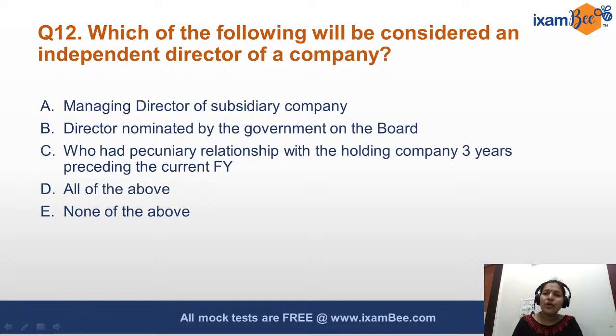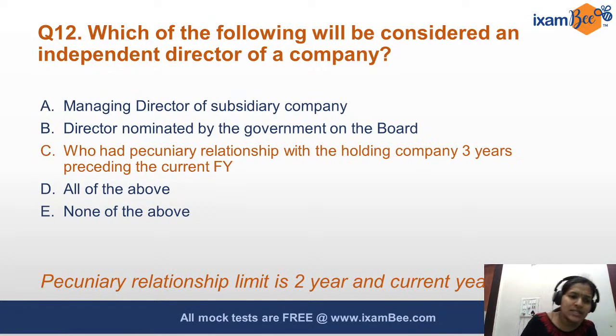Question 12, which of the following will be considered an independent director of a company? The managing director of a subsidiary company, the director nominated by the government on the board, a director who has a pecuniary relation with the holding company for 3 years preceding the current financial year, or all of the above will be considered an independent director, or none of the above will be considered an independent director.